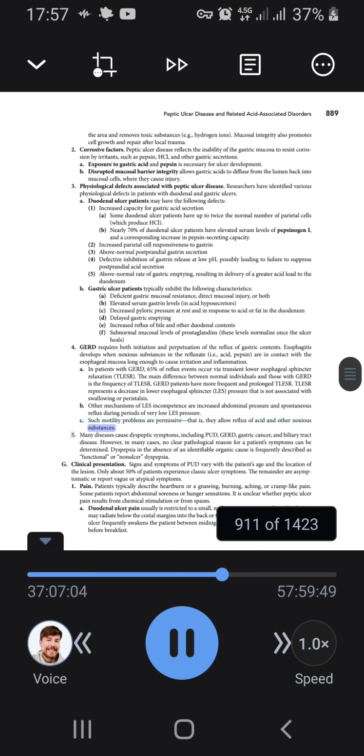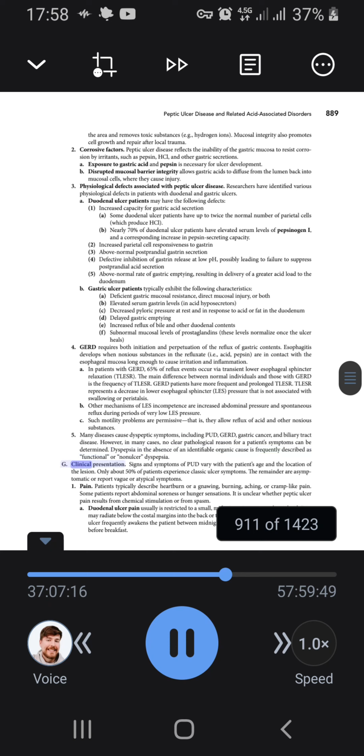5. Many diseases cause dyspeptic symptoms, including PUD, GERD, gastric cancer, and biliary tract disease. However, in many cases, no clear pathological reason for a patient's symptoms can be determined. Dyspepsia in the absence of an identifiable organic cause is frequently described as functional or non-ulcer dyspepsia.